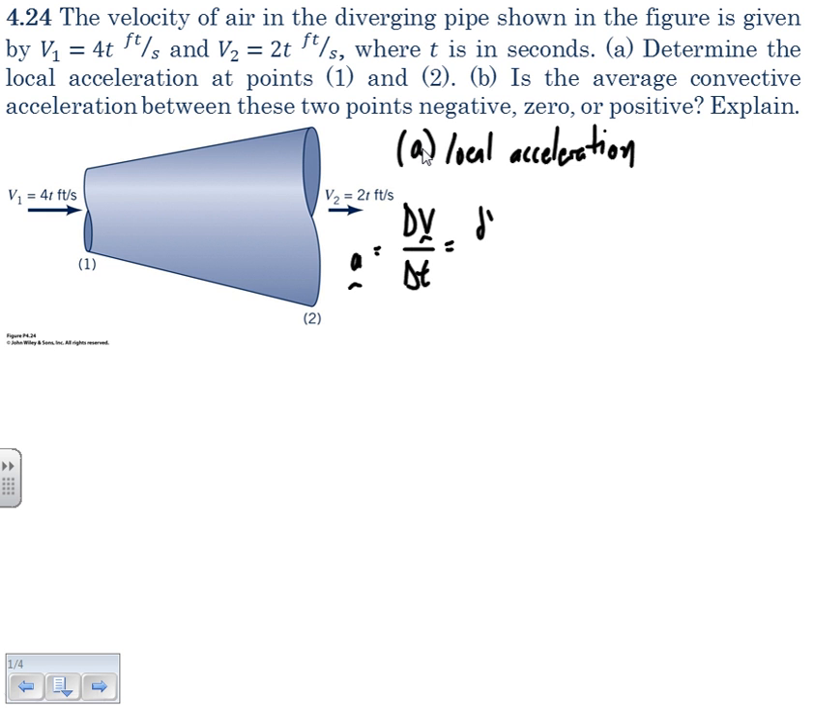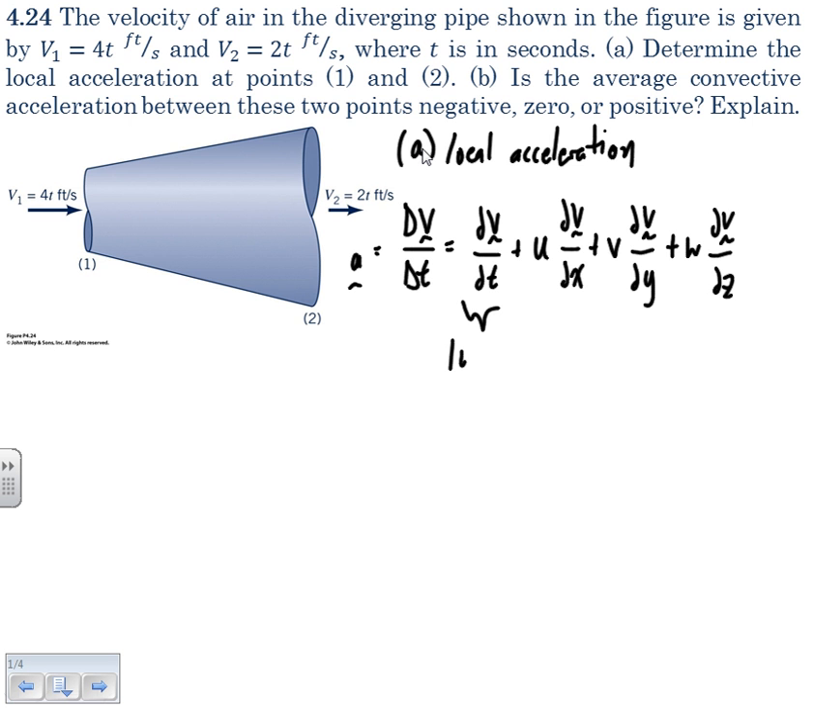the change of velocity with respect to time, plus u times the change of velocity with respect to x, plus v times the change of velocity with respect to y, plus w times the change of velocity with respect to z. Okay, the first term is the local acceleration, and these last three terms are the convective acceleration.